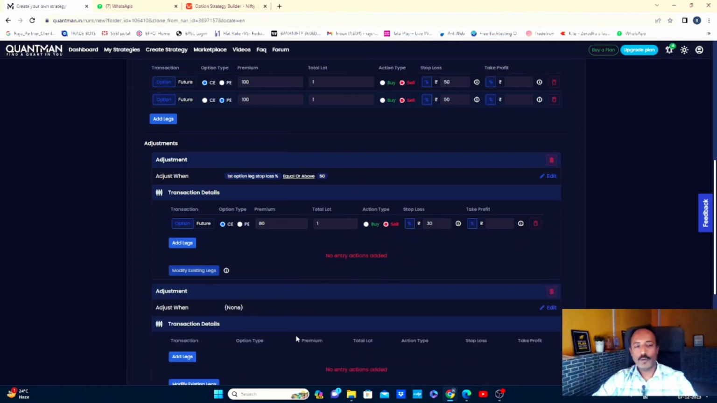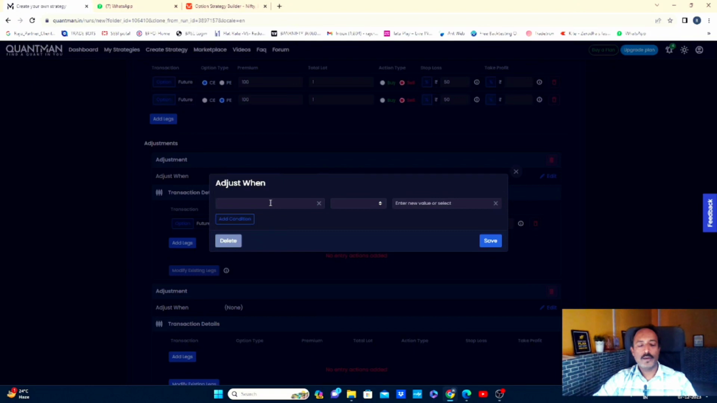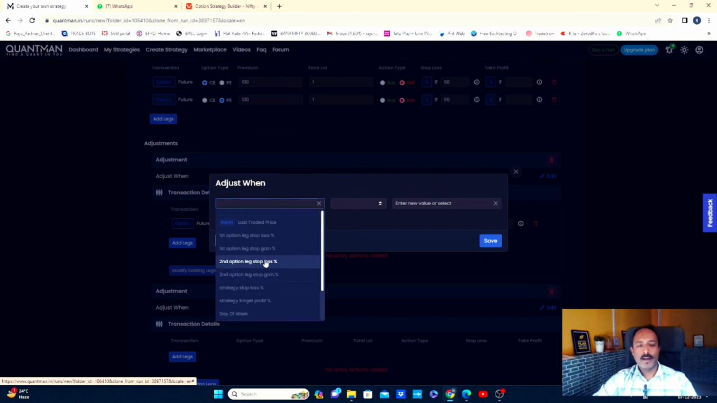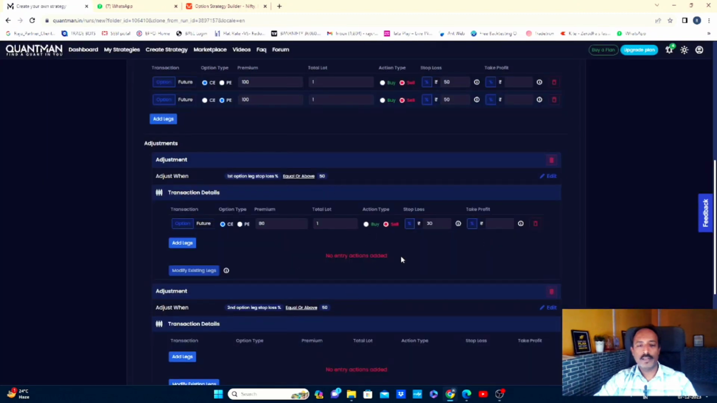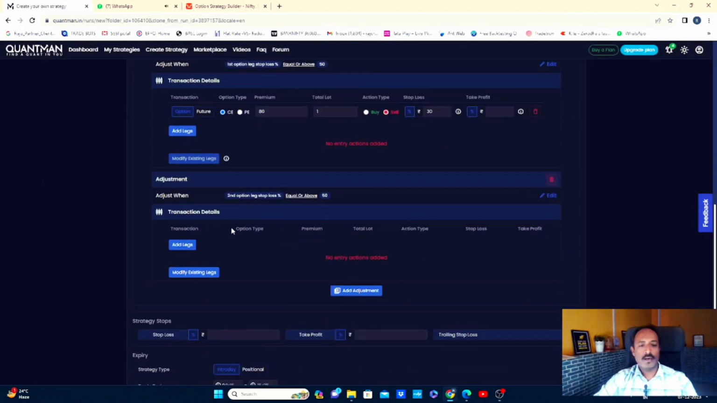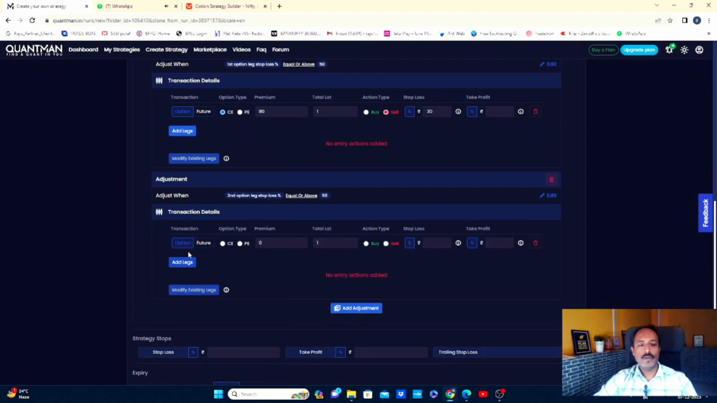Let's add one more adjustment for the put. So leg one over here, leg two. Let's do leg two, stop loss percentage is equal or above, say about 50%. Whatever stop loss we have given here, it is better to click on that. And if the stop loss is hit, what we have to do is sell the put. Again, you can sell double the lot of put and make it a strangle moving upward side.